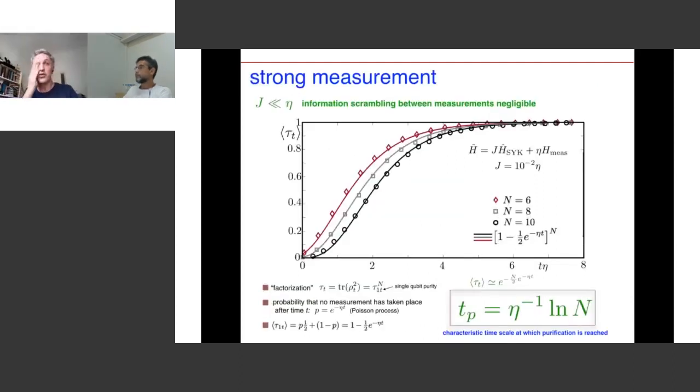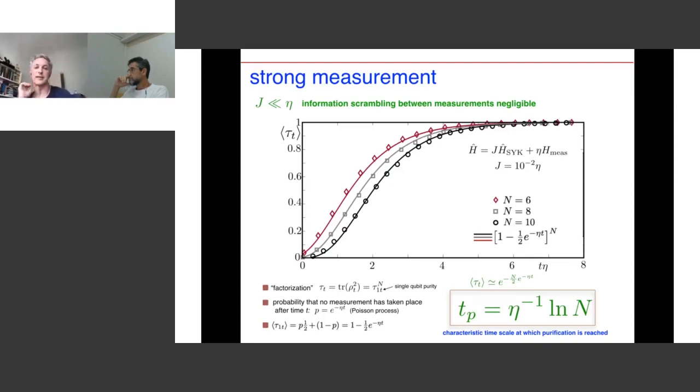Okay, so then going to the strong measurement limit first. We assume that the measurement rate is much, much larger than the interaction strength of the many-body chaotic system. And actually, we go to the simplest limit and just forget all the information scrambling that is happening in between the measurements, because the system doesn't have enough time to fully evolve ergodically. In this case, we make a bold assumption: let's forget about all the chaotic dynamics and just look at the dynamics induced by the measurement itself. In this case, the problem simplifies considerably because the purity for our n-spin system then factorizes just into the power n of a single qubit purity.